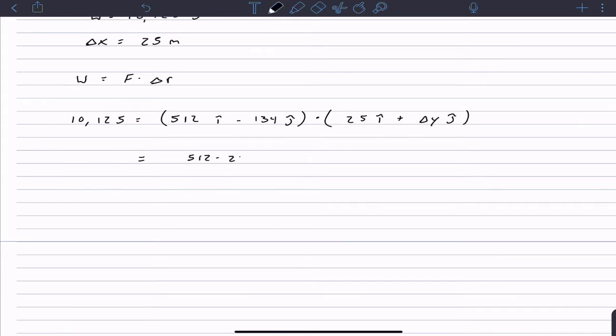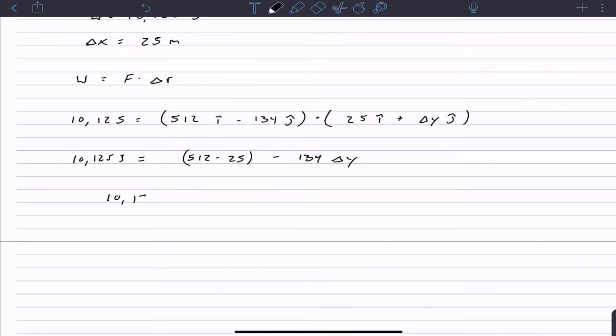512 times 25, and it's useful to know that i dot i is equal to j dot j is equal to 1. Okay, so when you're multiplying unit vectors by itself, it just comes out to 1. All right, so where were we? Let's see. And then we had minus 134 times delta y. It's equal to 125 joules. Okay, and we just solve. That's all we got to do.